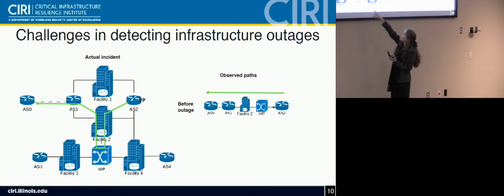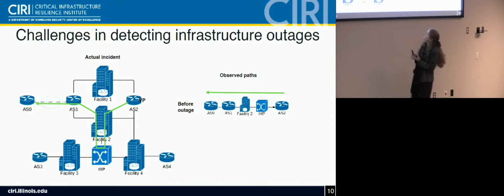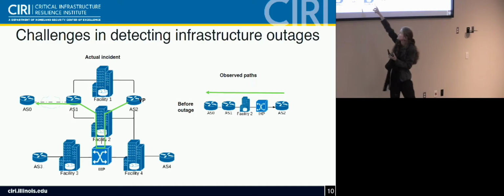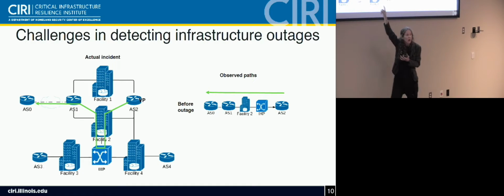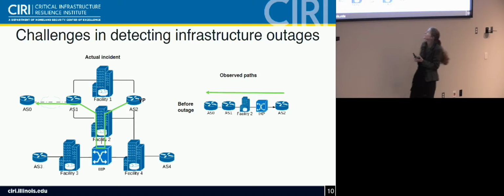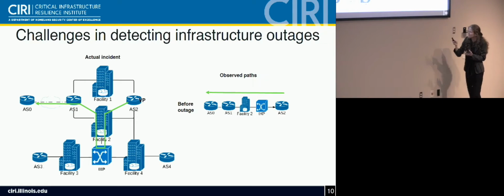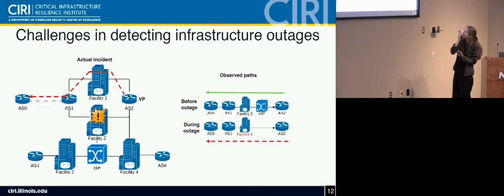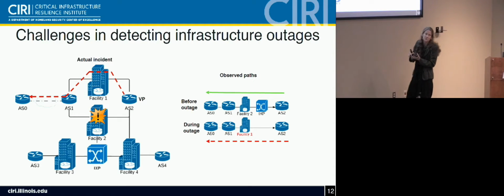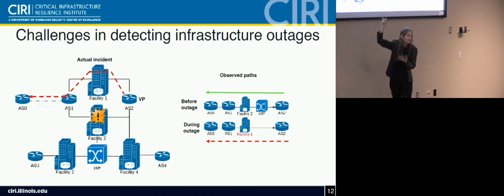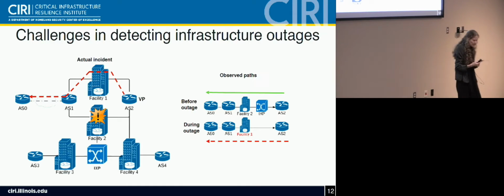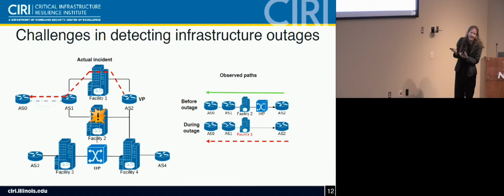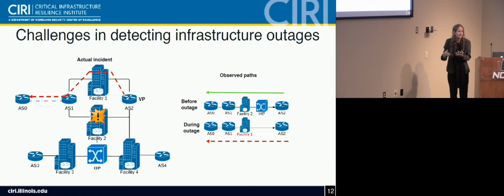AS0, AS1 goes through facility 2, an IXP operating at facility 2, and then onto AS2. This is what the path looks like before facility 2 has an outage. Bam, power goes out, something happens. So it reroutes, because BGP is super smart that way, to facility 1. Notice, however, that the AS path, which is what BGP can observe, has not changed.